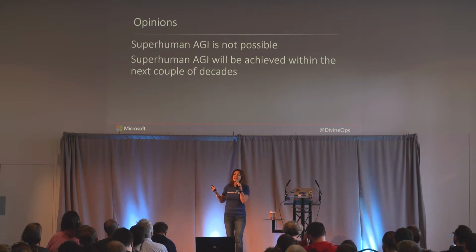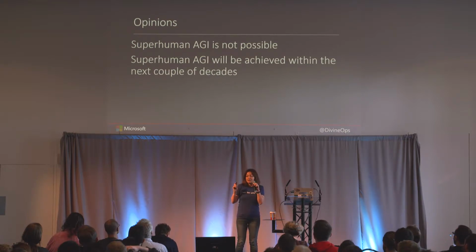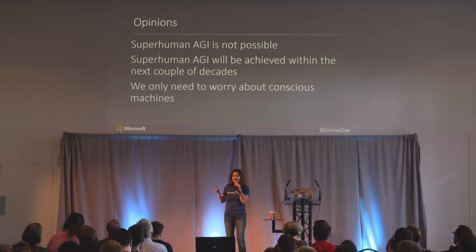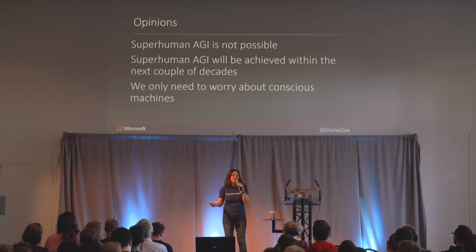So you don't need to be carbon-based life to be able to perform intelligent actions, to learn, to store information, and so on. Another opinion widely held out there is that we only need to worry about conscious machines, because conscious machines may become evil and try to take over the world and stuff like that.